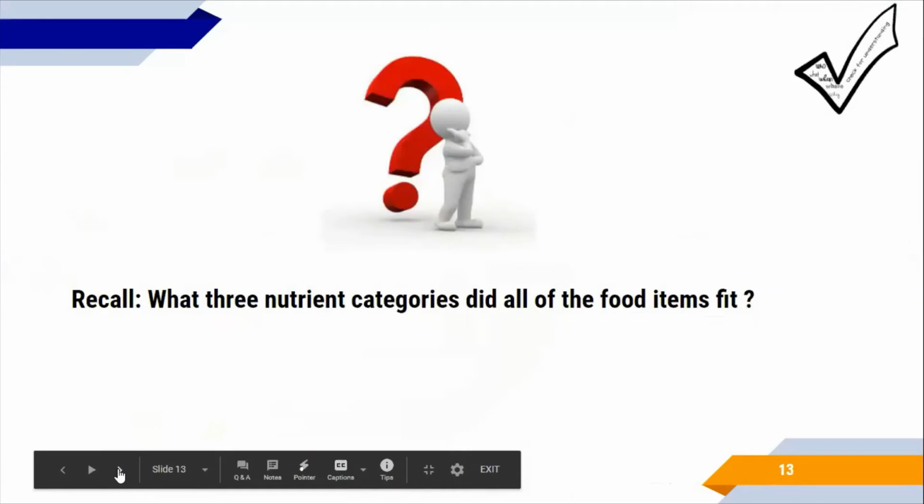Let's do some checking for understanding. Let's recall what 3 nutrient categories all of the food items fit. I know you guys know. Absolutely. Carbohydrate, protein, and fat. And this is what we're going to be looking at today.